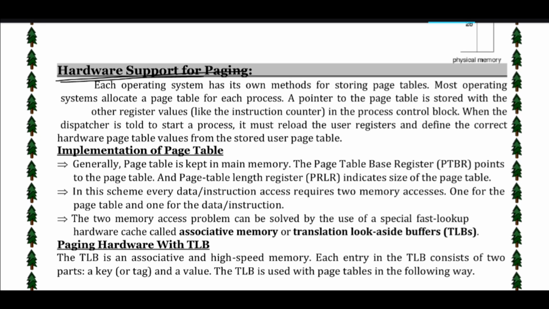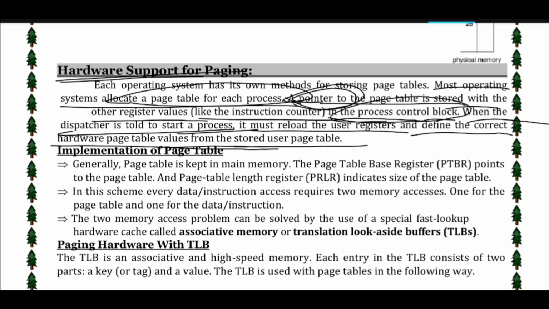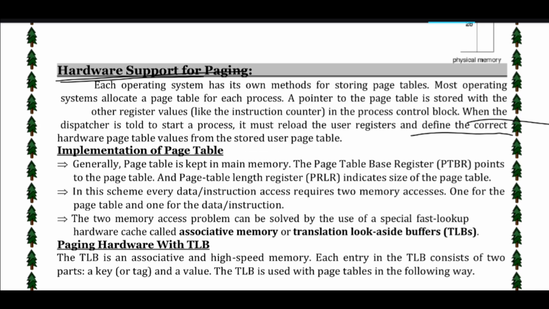Each operating system has its own method for storing page tables. Most operating systems allocate a page table for each process. What is it telling? Each process has a different, separate page table. A pointer to the page table is stored with other register values, like the instruction counter, in the process control block. In the PCB, a pointer towards the page table is stored. When the dispatcher is told to start a process, it must reload the user registers and define the correct hardware page table values from the stored user.